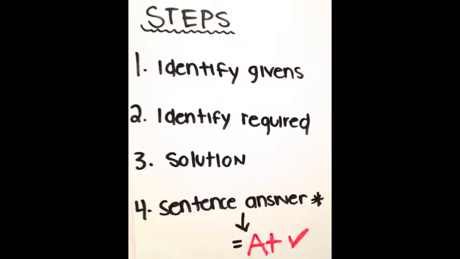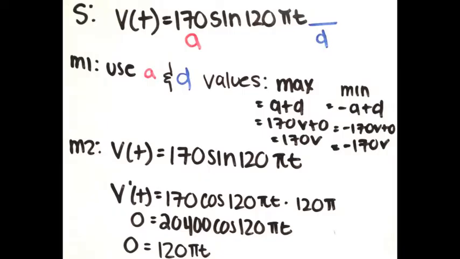To ensure you do this right, you should break your problem down into steps. First, identify your givens. Second, identify what you're required to find. Third, figure out a solution. And fourth, remember a sentence answer, because this is an application question. The question provides us with this equation: V(t) = 170 sin(120πt).